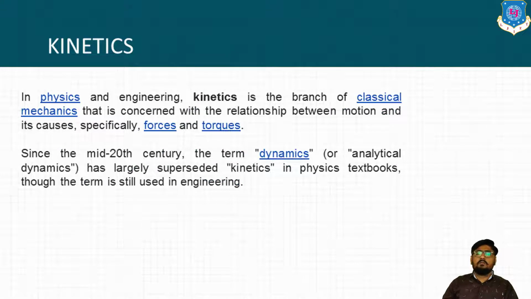Now let's move further towards kinetics. In physics and engineering, kinetics is a branch of classical mechanics that is concerned with the relationship between motion and its cause, specifically the forces and torques. It does not only focus on the path or the motion, but also looks at the force that is causing the motion. Such a branch of physics is known as kinetics.